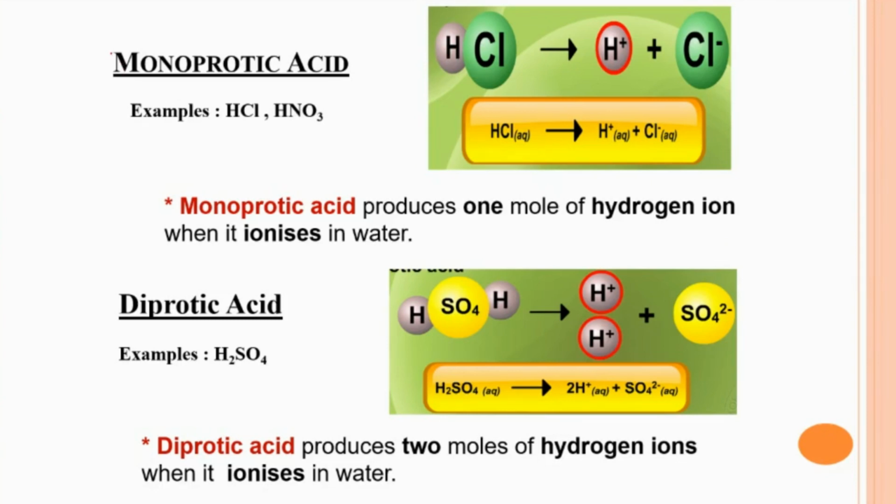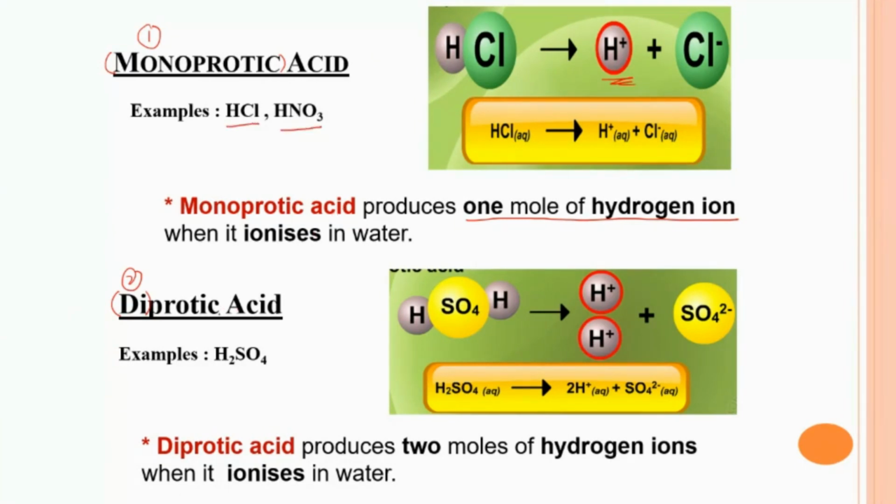One is the monoprotic acid. Another one is diprotic acid. So mono means one, di means two. So what is the meaning of monoprotic acid? A monoprotic acid produces one mole of hydrogen ions when ionized in water. For example, hydrogen chloride, when ionized in water, produces one mole of hydrogen ions. For example, hydrochloric acid, nitric acid.